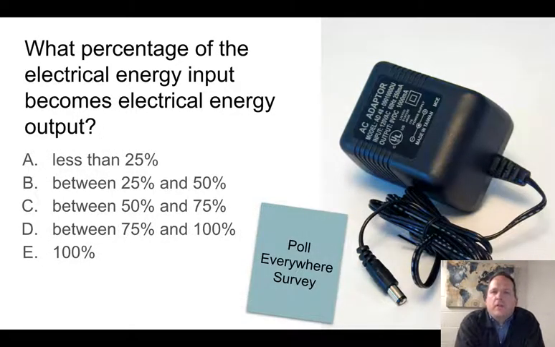So, what percentage of the electrical energy input becomes electrical energy output? Is it less than 25%? Between 25 and 50%? Between 50 and 75%? 75 and 100%, or is it 100% efficient here? I'm not going to go over the answer here, but you can go back a slide and look at the YouTube video or work out the problem if you've not already done so to figure out what the correct answer is.